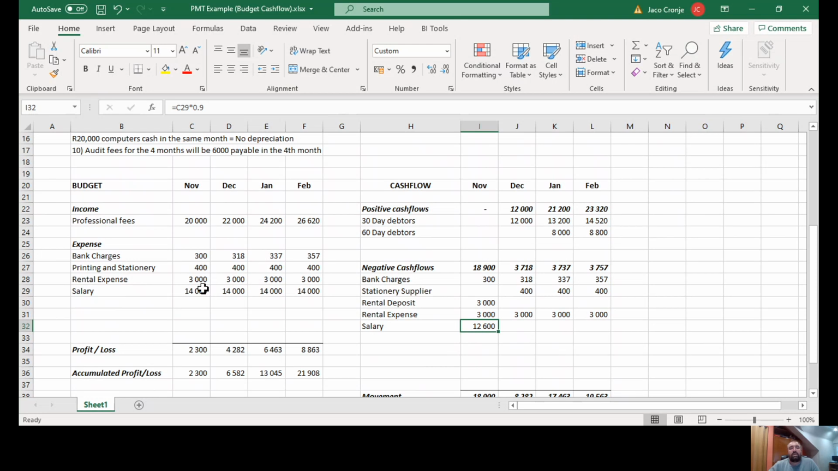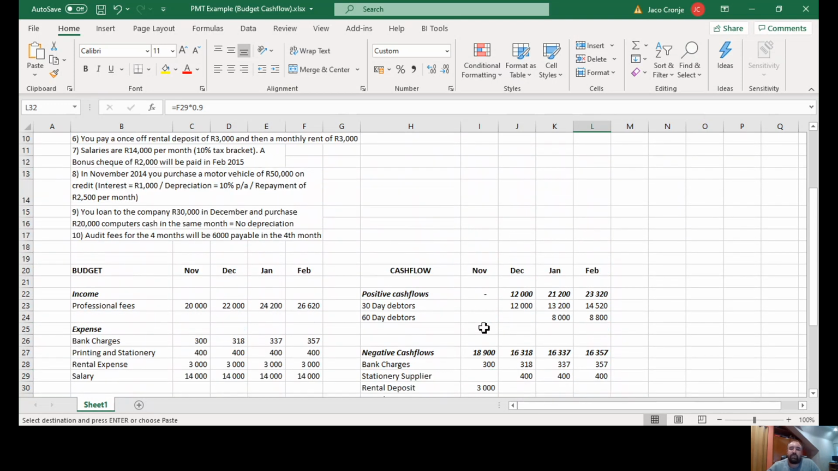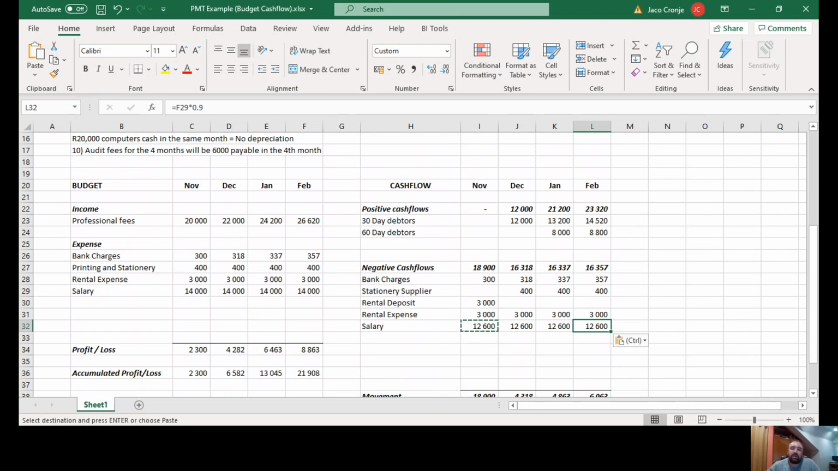So he's only going to get 90% of his salary. And will that be in the same month as where we incur the expense? And the answer is yes. So I'll pay him that on the 25th of the month. In December, you'll get the same, January the same, February the same. But now what about the PAYE that I just deducted? I just deducted 1,400 Rand, 10% of 14,000.